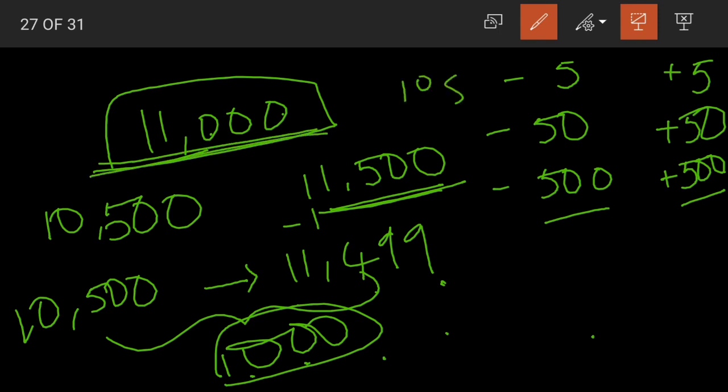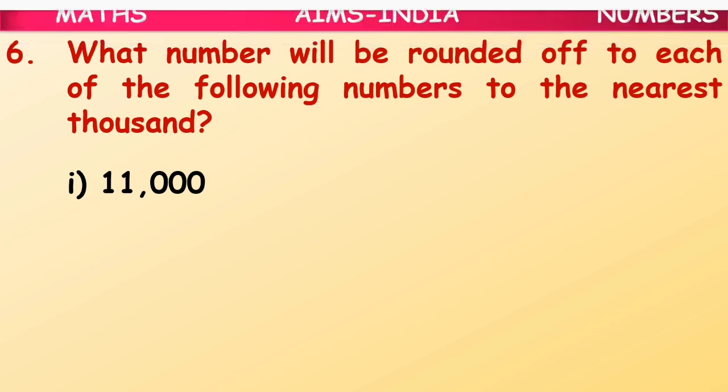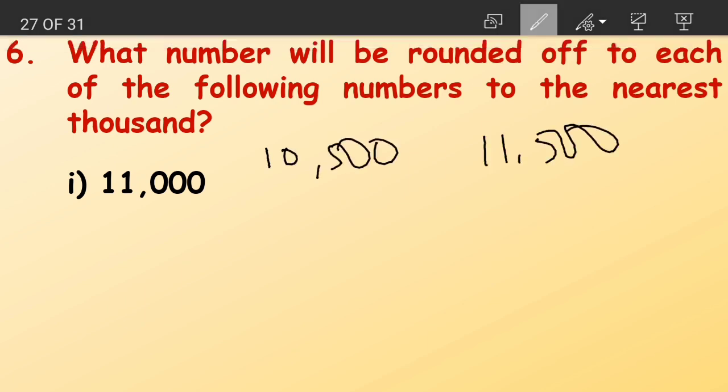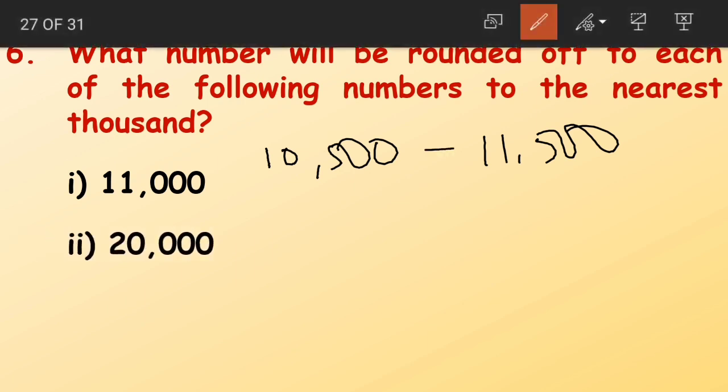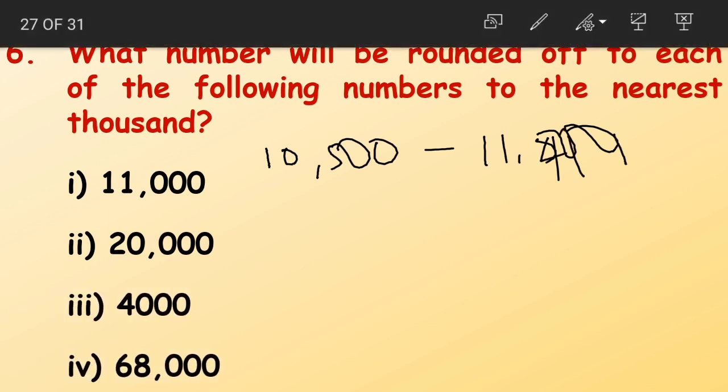Here for tens we get 10 numbers by doing this, and even for hundreds we get 100 numbers. For thousands we get 1000 numbers. Clear? This is simple, right? Yes. Now let us solve this answer. 11,000, as I said, minus 500 becomes 10,500 plus 500 becomes 11,500. So the numbers from 10,500 till 11,499 can be estimated as 11,000.